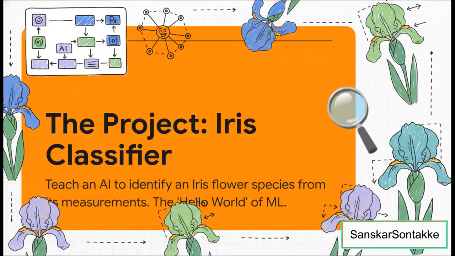Okay, so our very first project is a classic. It's a rite of passage for pretty much everyone starting in data science. We are going to build a model that can look at the simple measurements of an iris flower, its sepal length, its petal width, things like that, and tell you exactly which species it is. This is the official hello world of machine learning, and it's our foundational first step together.